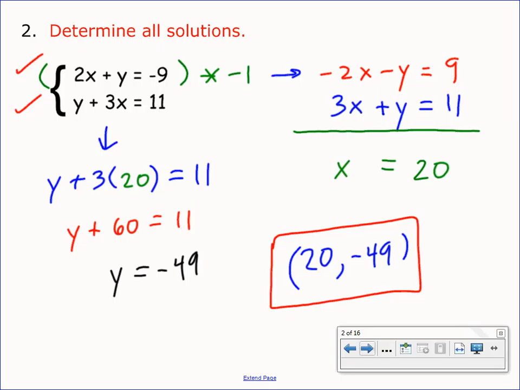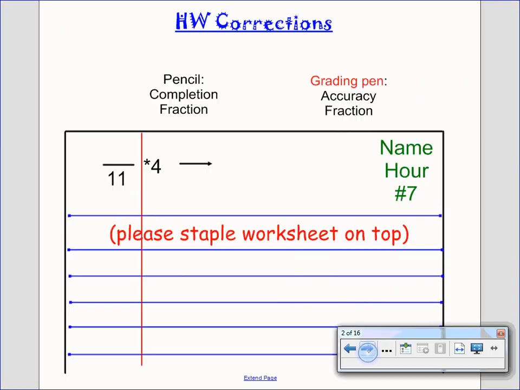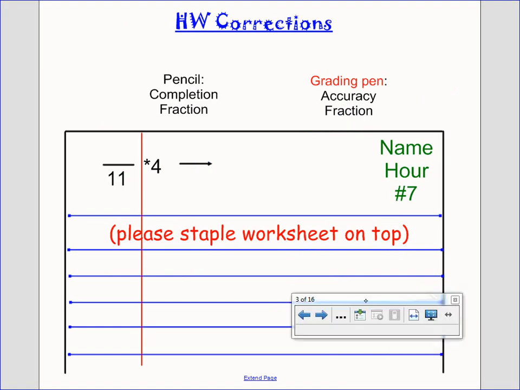In any case, 20 comma negative 49 is what we've generated and checked. Raise your hand if you had the same thing before I did. So we had 20 comma negative 49. Way to go, you guys. What questions do you guys have on today's Bellwork? Awesome. Then we're going to go ahead and pass around the stapler. I'm going to pause the recording for us to do our homework check.